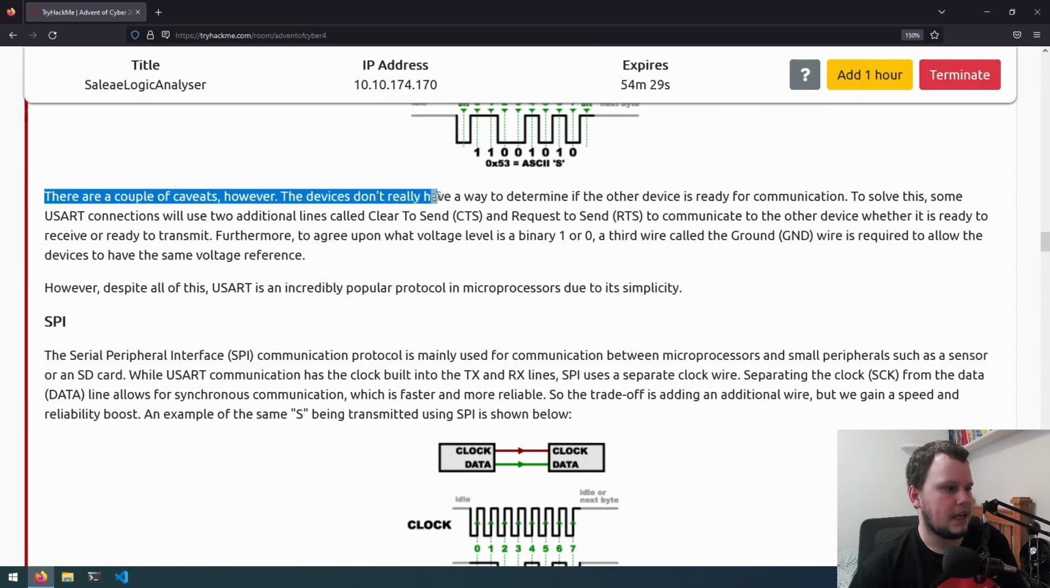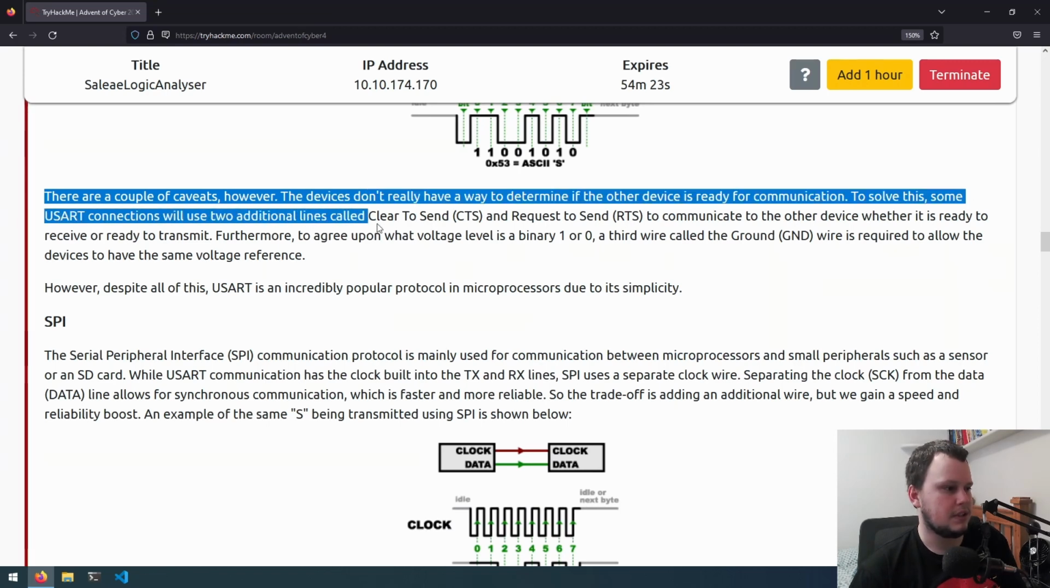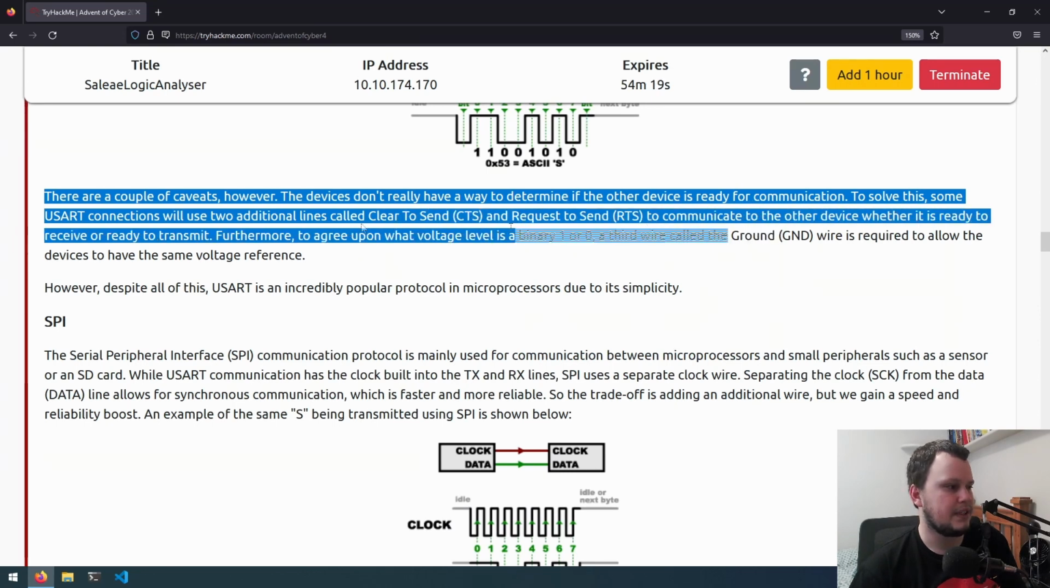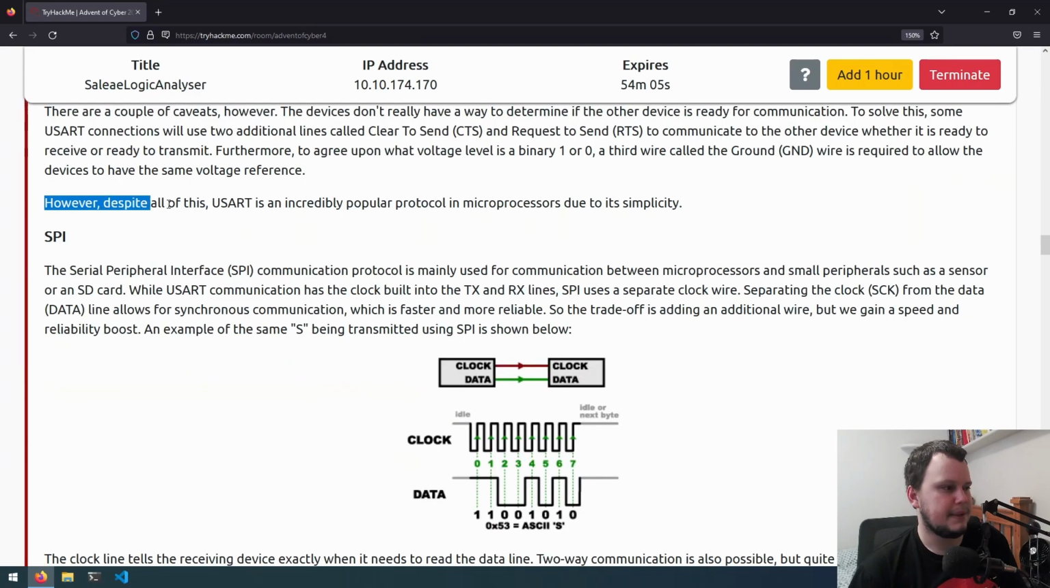The devices don't really have a way to determine if the other device is ready for communication. To solve this, some USART connections will use 2 additional lines called clear to send and request to send to communicate to the other device whether it is ready to receive or ready to transmit. Furthermore, to agree upon what voltage level is a binary 1 or 0, a third wire called the ground wire is required to allow the devices to have the same voltage reference. However, despite all this, USART is an incredibly popular protocol in microprocessors due to its simplicity.